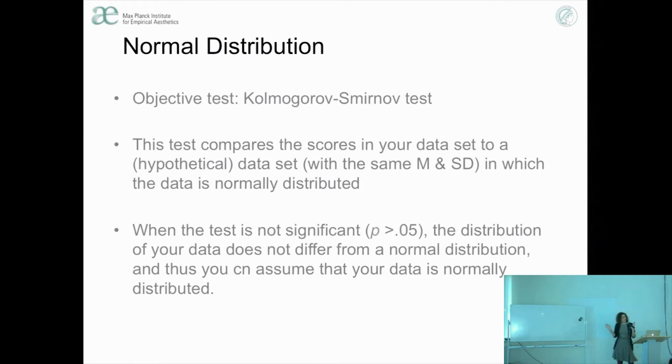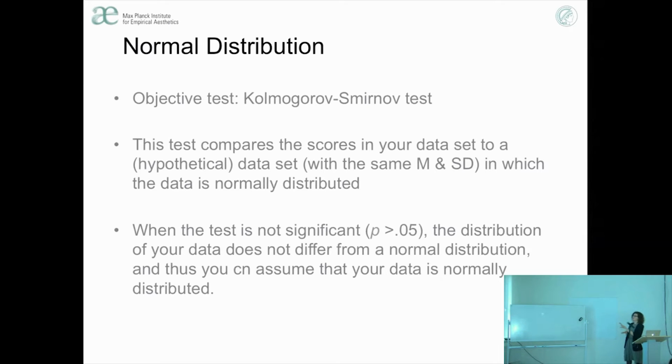How do you figure out whether your data is normally distributed? So you can look at a bar chart, one of those visualizations that I showed you earlier. If that is not super clear to you, you can also use an objective test, the Kolmogorov-Smirnov test. That's quite a mouthful. I just call it the Smirnov test. Be done with it. This test compares the scores in your data set to a hypothetical data set that would have the same means and same standard deviations as your data set. And in that hypothetical data set, the data is normally distributed.